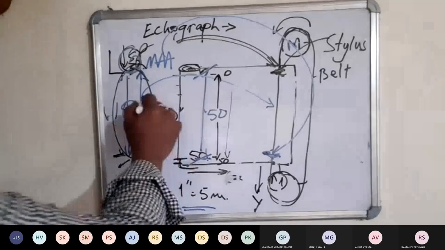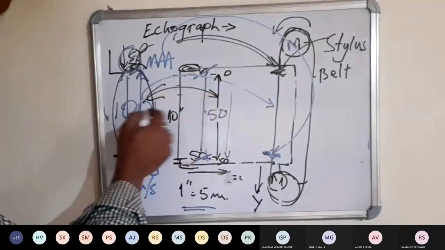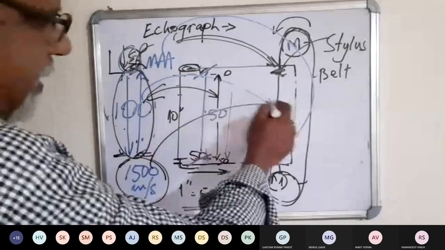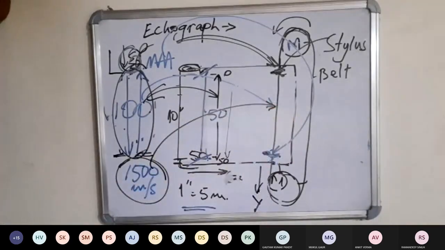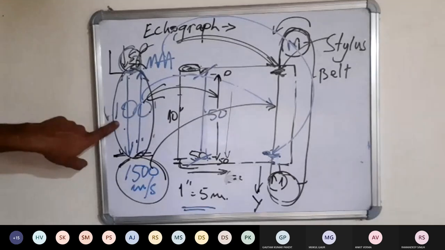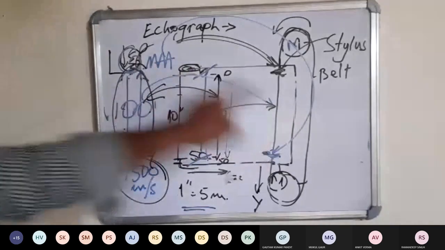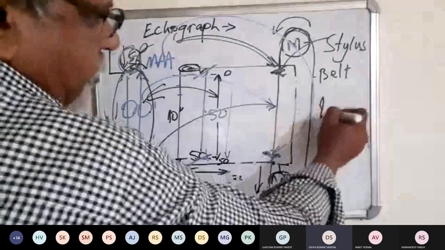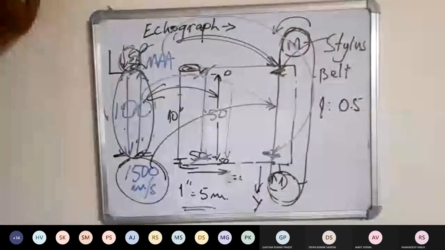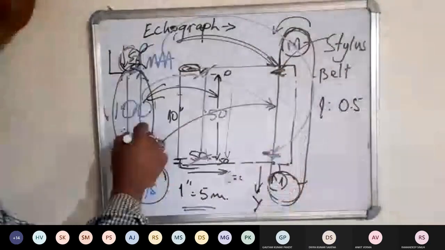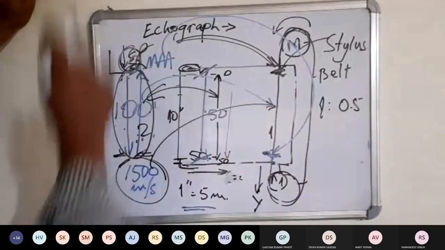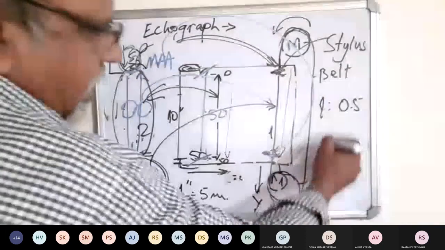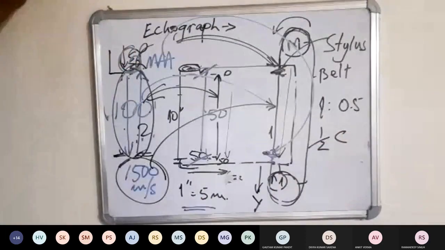100 meters. So what is the relationship between the speed of the acoustic wave in the water and the speed of the stylus here? In the time this went 100 meters, that went 50. So what is the relationship between the two speeds? The ratio is 0.5, sir. 1:0.5. And if we say it the other way, 1:2. Basically, the stylus is moving at half the speed of C.